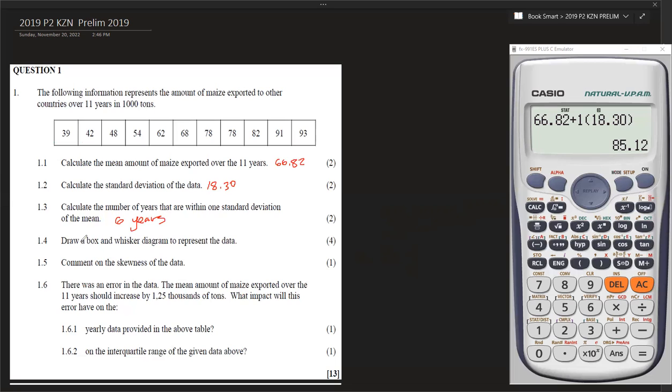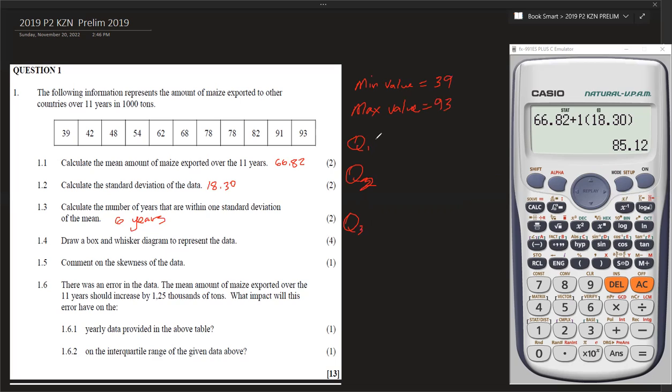Draw a box and whisker to represent the data. To draw a box and whisker, we need the 5 number summary, which is the minimum value, which is 39 in this case. I need the maximum value, which is 93. I need the quartiles. I need the lower quartile, the median, and I also need the upper quartile.